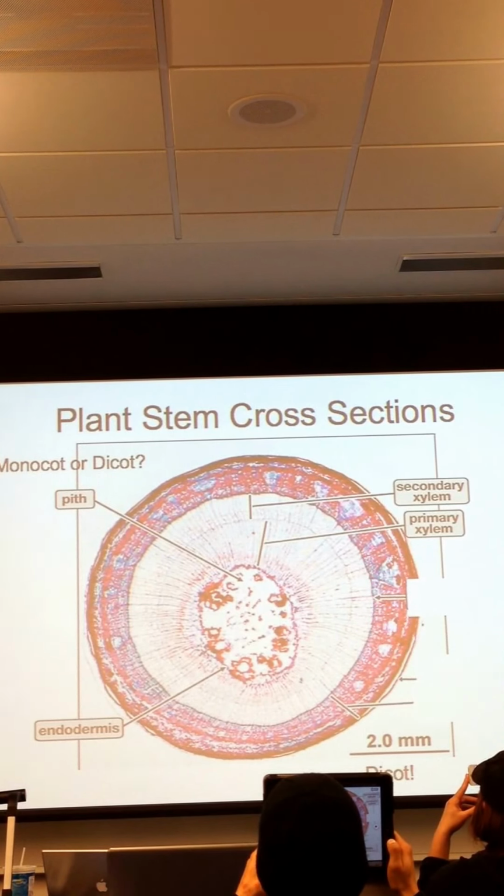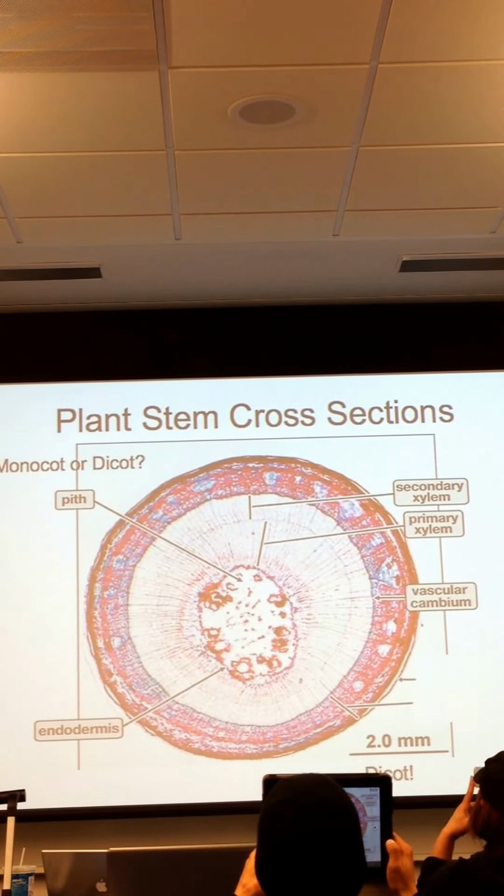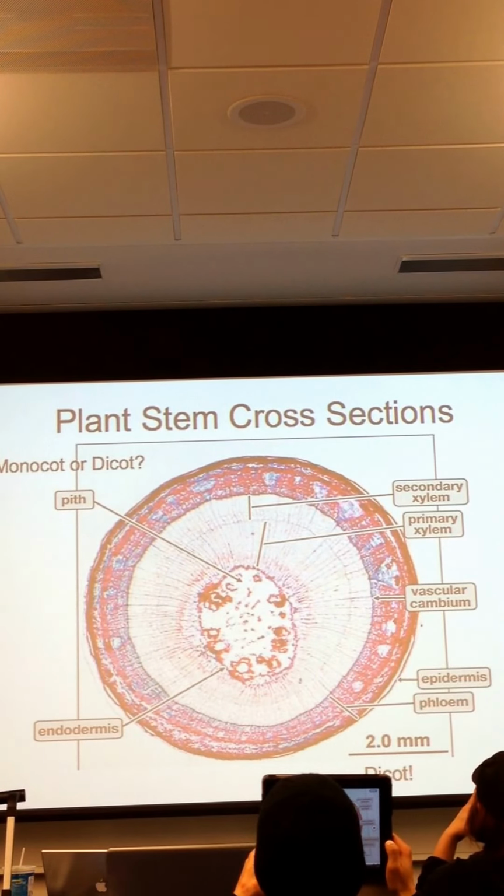Then we've got this layer right here, this dark purple layer. What is this? No, it's not phloem. Yeah, this one's a toughie. That's the cambium. You remember what the cambium does? It's the tissue that grows the xylem and the phloem. And then we have this pinkish stuff down in here, this outer pink ring. And that is your phloem.